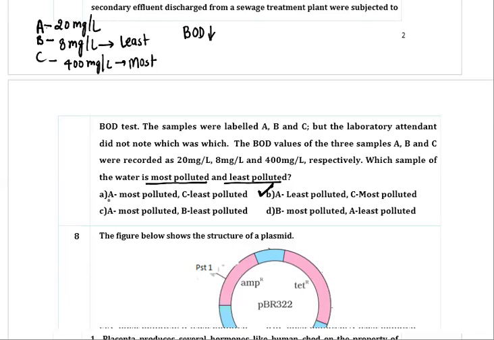Because in the first case, if you see, it is written A is the most polluted, which is not correct, and C is the less polluted, which is also not correct. In option C, it is written A is the most polluted. That is not correct, and B is the least polluted one. That's true, B is the least polluted, but A is the most polluted one. That is not the correct one. So here the best answer is what? That B is the correct answer. Okay, fine.